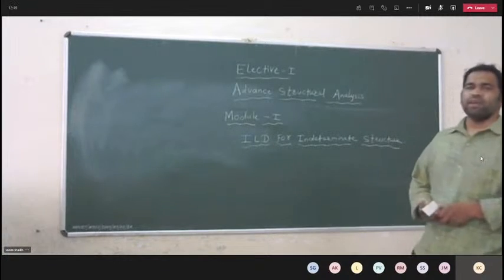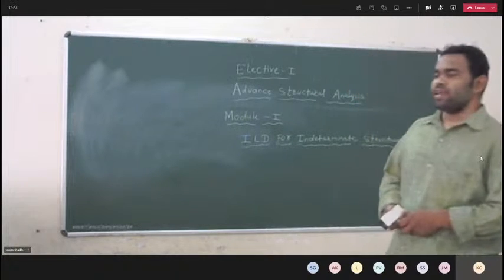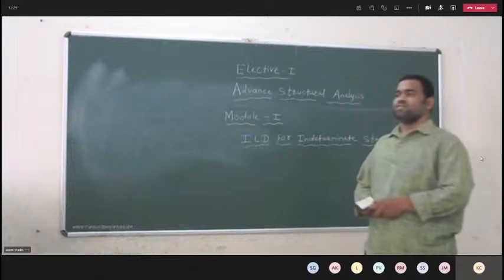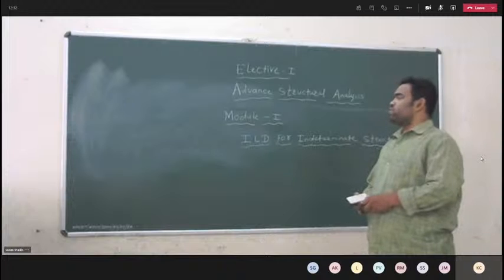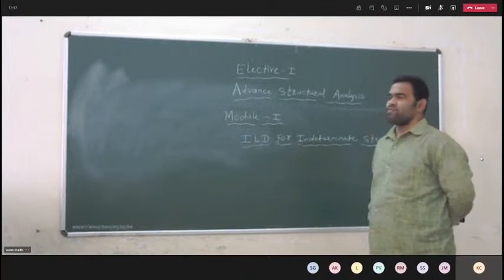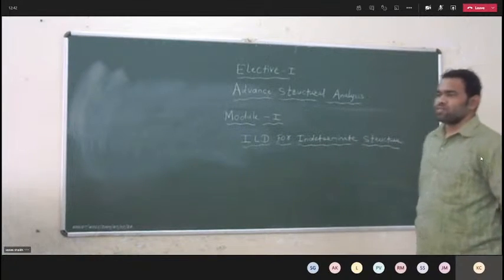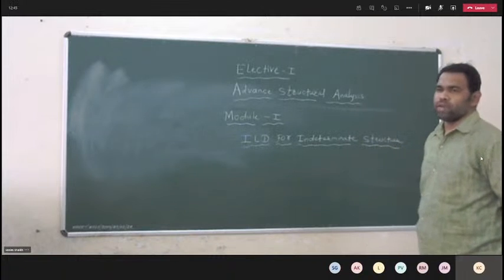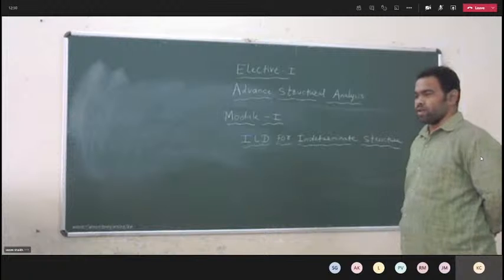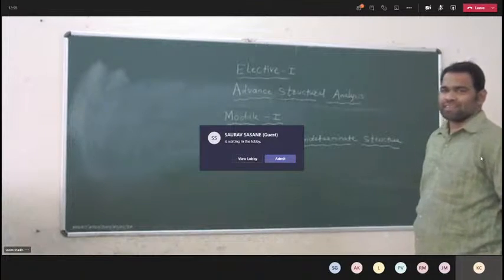Then we calculated the support reactions, and for those support reactions, we drew the ILD. Then we calculated the shear force at a particular point C, and again we drew the ILD diagram for shear force. Last, we discussed the bending moment. For the same beam, we calculated the bending moment, and then we drew the ILD for the bending moment. Once again, I will repeat in brief whatever we discussed in the last lecture.